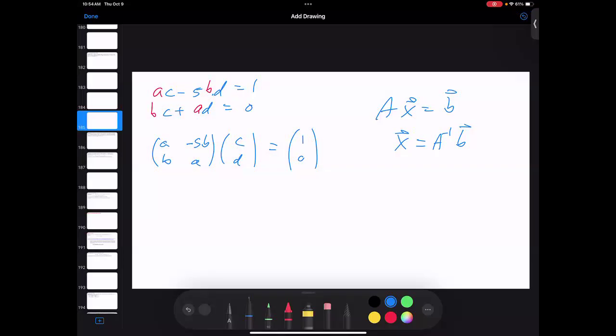Now, if you want the matrix to be invertible, what must be true? How can you tell if a matrix is invertible? So C, D equals A, minus 5B, B, A inverse acting on 1, 0. How do you tell if a matrix is invertible? Nope, because I can give you invertible matrices where the diagonals are not zeros. There's a simple test to tell if a matrix is invertible.